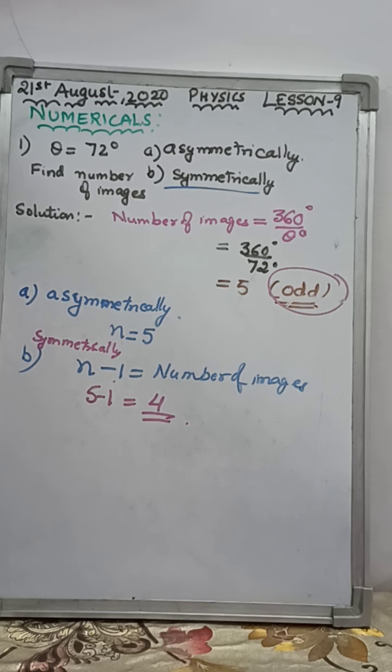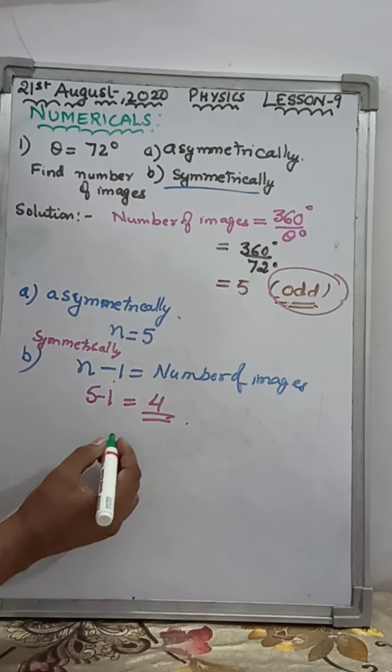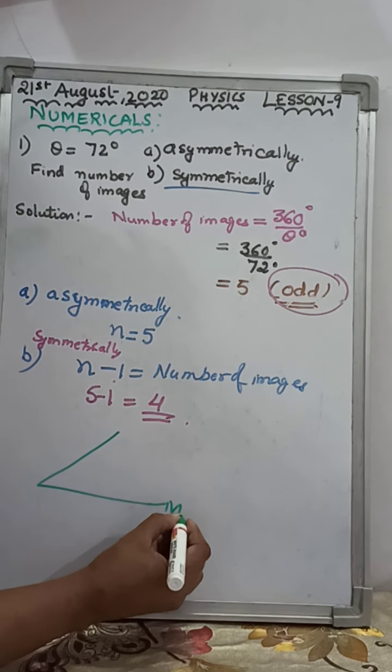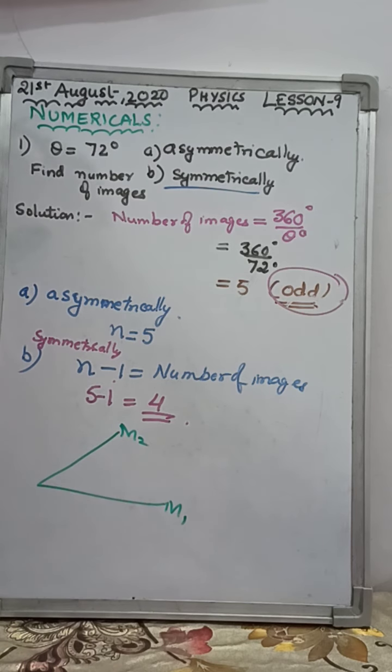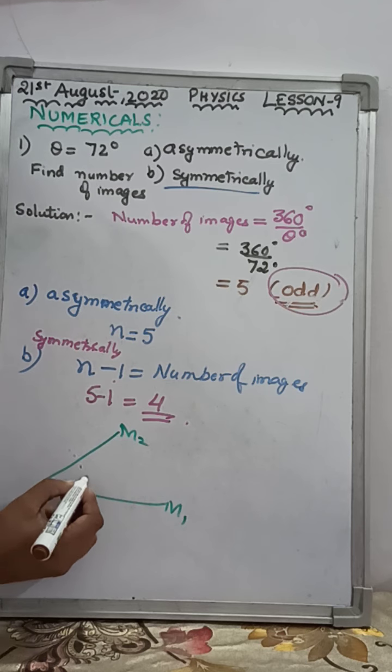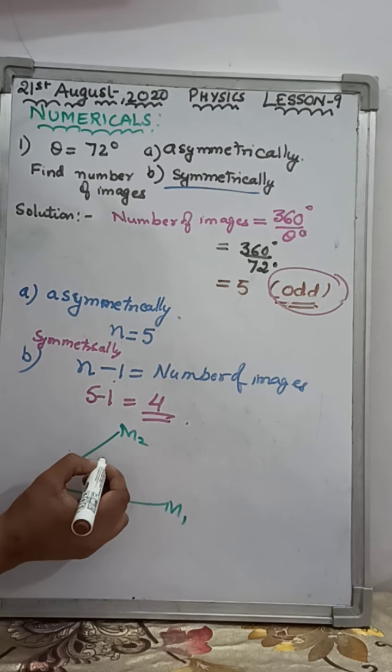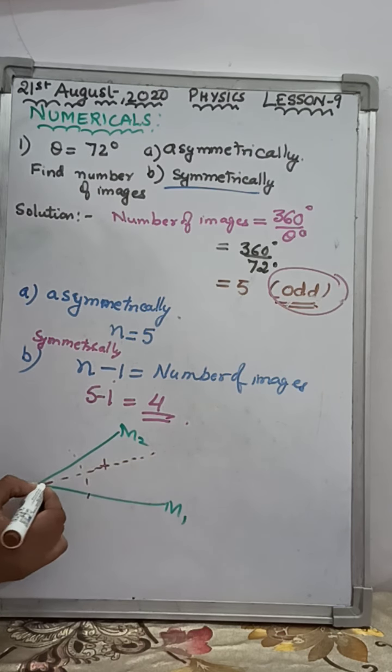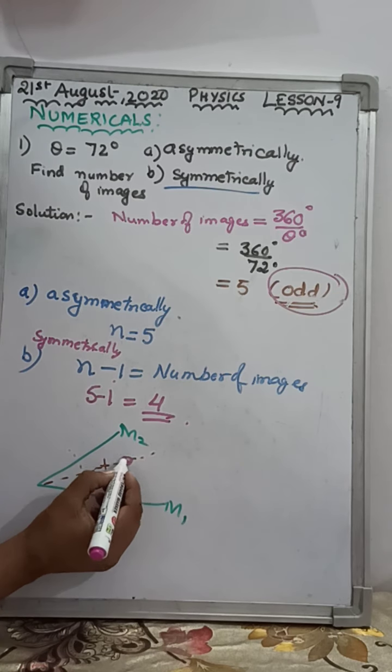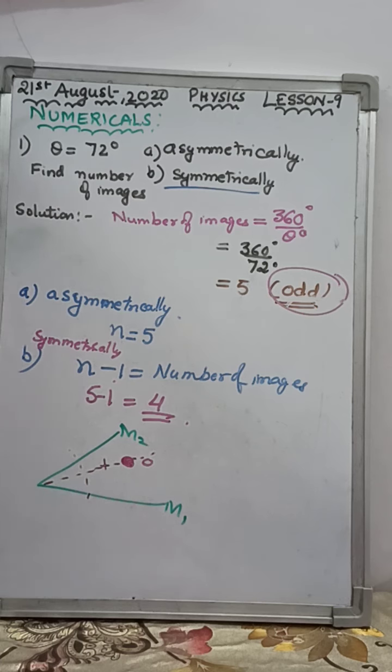Again I am telling you what is the meaning of symmetrically. Suppose these are the two plane mirrors M1, M2. Clear? And when you draw the bisector of this angle, dividing this angle, and if the object is lying on this bisector, then it is known as symmetrical. Clear? So this is the way when n is odd.